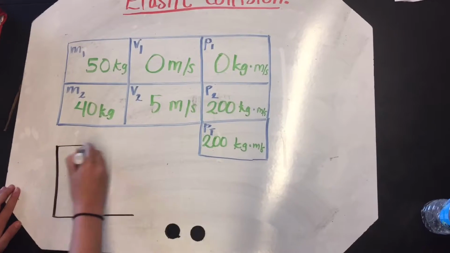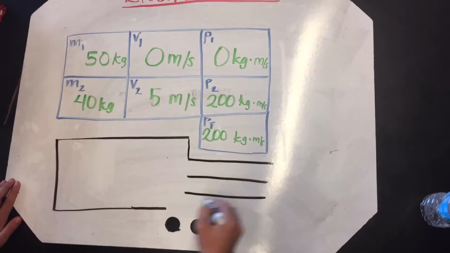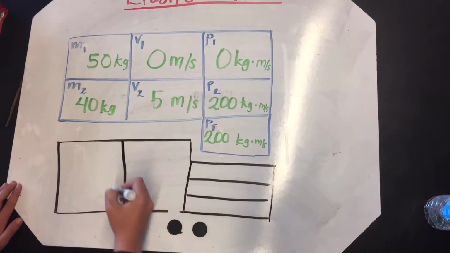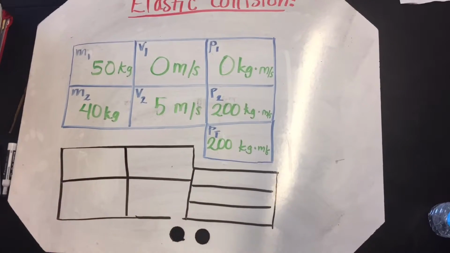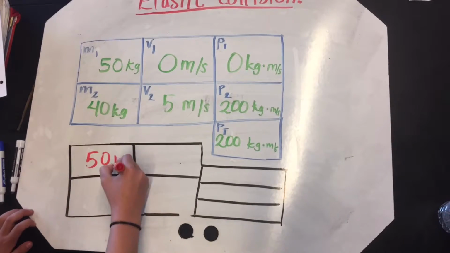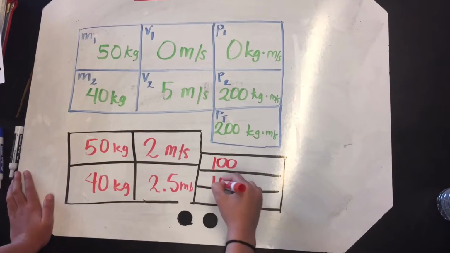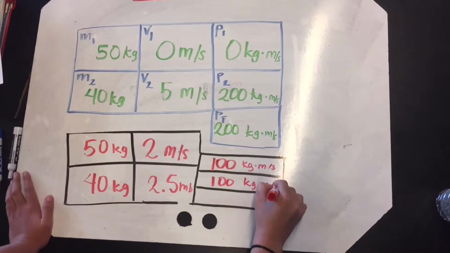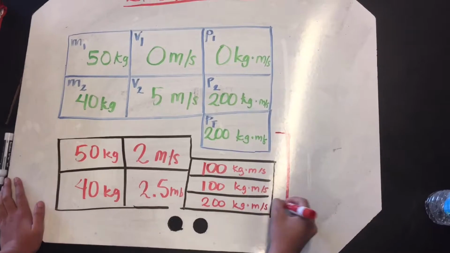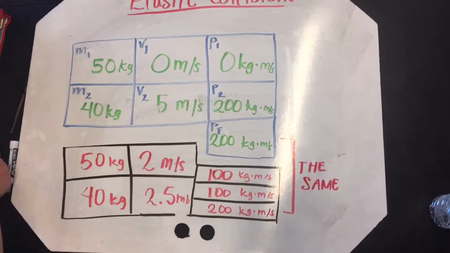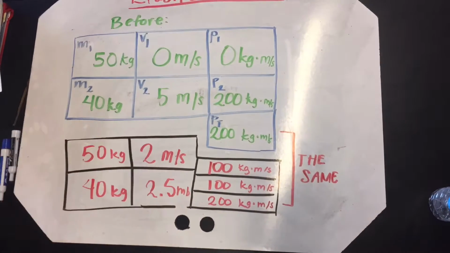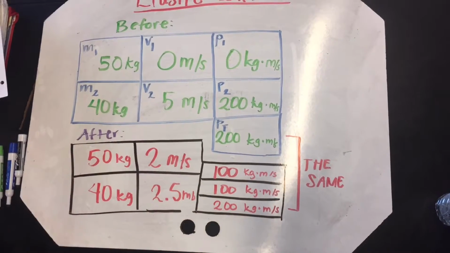meters per second. After the collision, person A still has a mass of 50 kilograms, but now has a velocity of 2 meters per second and a momentum of 100 kilograms times meters per second. Person B still has a mass of 40 kilograms, but is now moving at 2.5 meters per second and has a momentum of 100 kilograms times meters per second. Their total momentum after the collision is still 200 kilograms times meters per second.